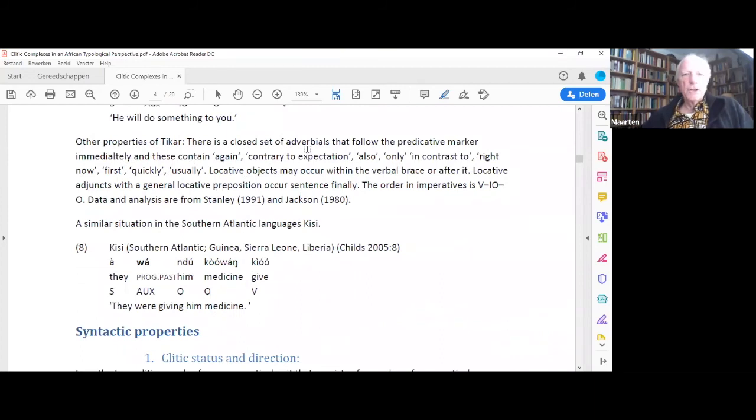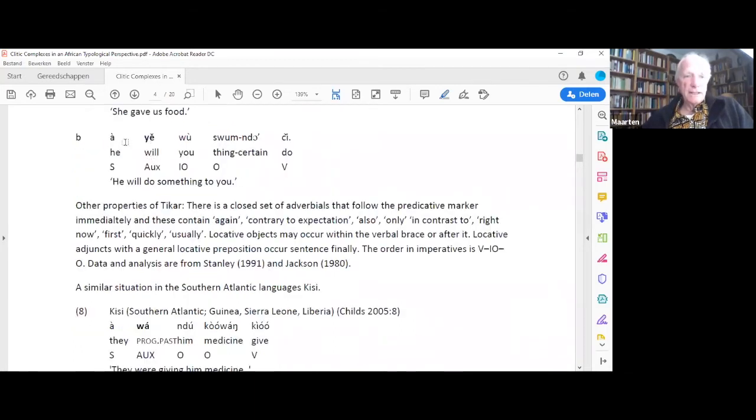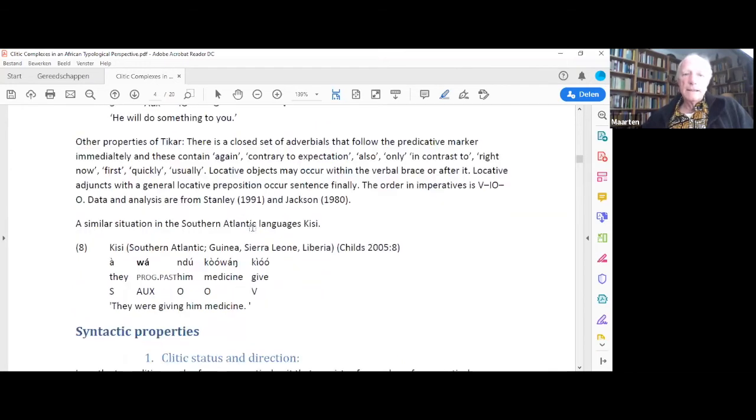And then there's a closed set of adverbials that follow the predicative mark immediately. So they are inside the verbal brace, between the auxiliary and the verb. And they are adverbs like, again, contrary to expectation, only, in contrast to, right now, first, quickly, usually. Remember this, because this is also valid for some of the languages in the Rift. If we look at the order of imperatives, it's verb, indirect object, object, and the imperative doesn't have a predicative marker. That is valid for all the languages that I've mentioned so far. So it will always be important to look at what is the order in the imperative.